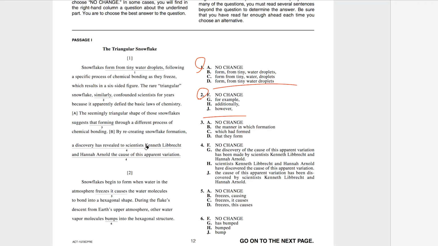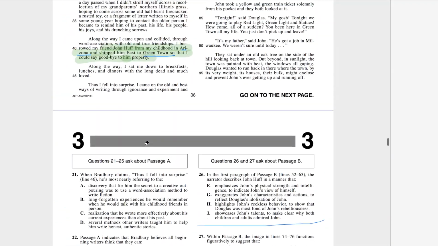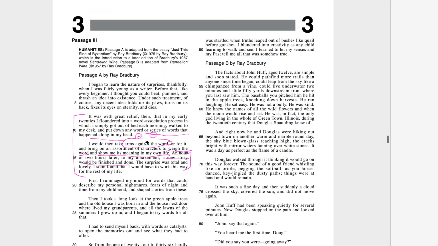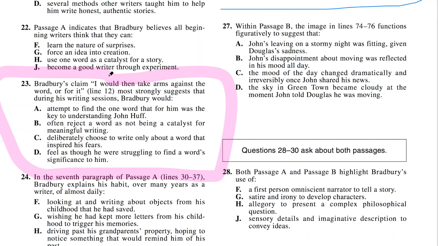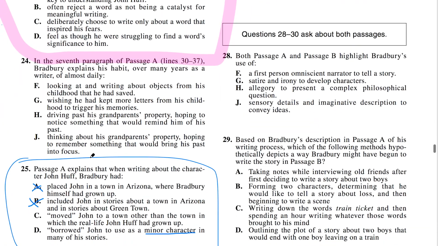So the first thing you want to do is open up that packet, and then you can go to passage 3 here, the Bradbury paired passages in the humanities. And you're going to go to question 23, and then we're also going to explain 25. 23, by the way, I think is one of the hardest ACT questions I have ever seen. 25, not quite as hard, but still a challenge. So those are the ones we're going to talk through.